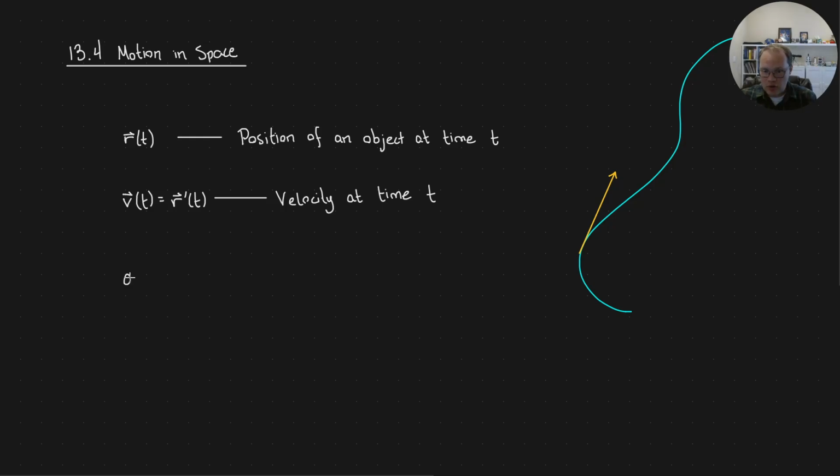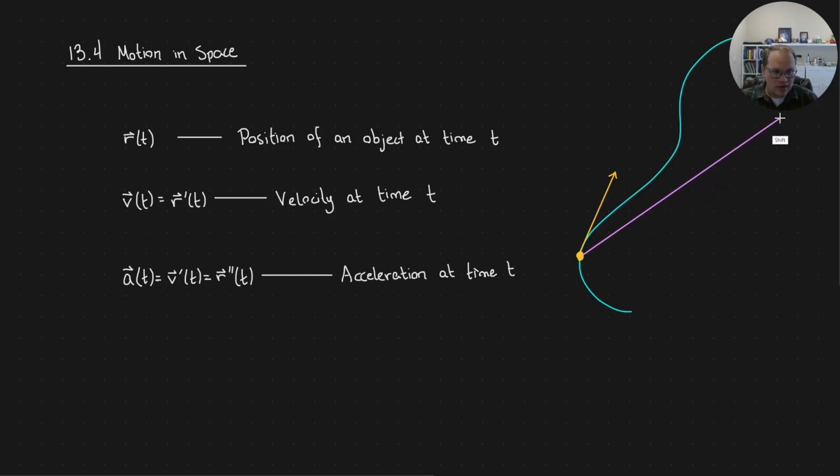And then the derivative of velocity, or the second derivative of the position function, is the acceleration. How much is the velocity changing at time t? So if at this point, maybe our acceleration looks like this, okay? What would that mean if this was our velocity and this was our acceleration? Okay, we could think about acceleration as kind of in two pieces.